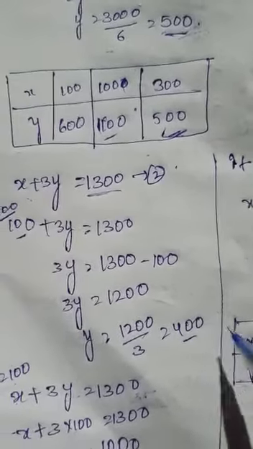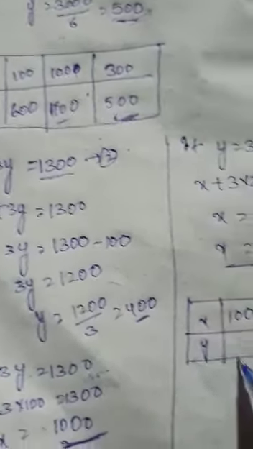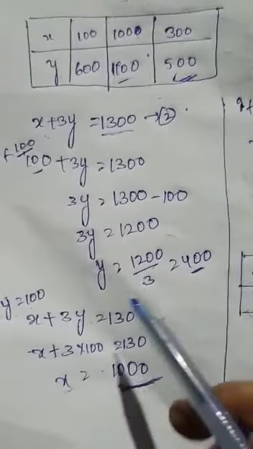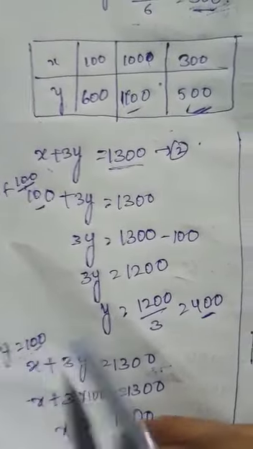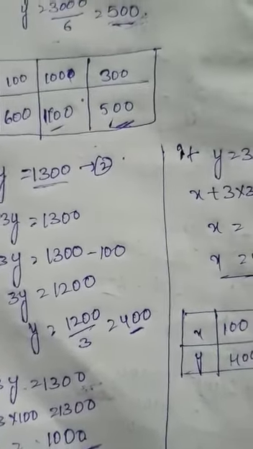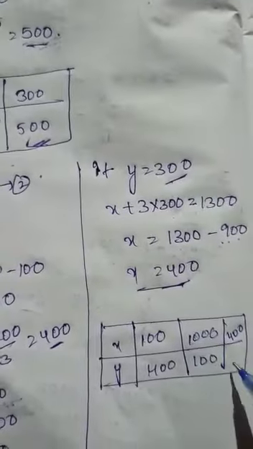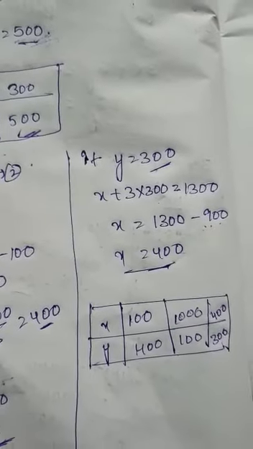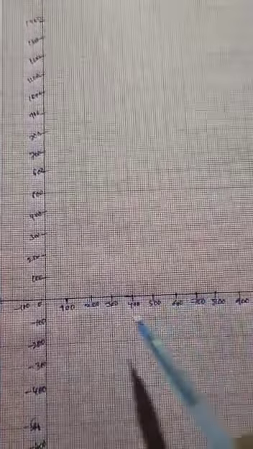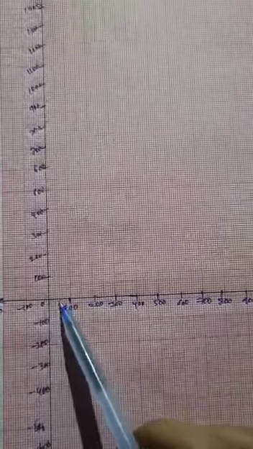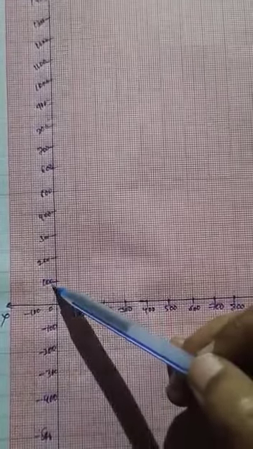So write the x and y values in a table. X, y. First point, x 100, we get y value 400. Next, x value 1000, y value 100. Next, x value 400, y value 300. So let's plot the graph. Here draw the x and y axis. On the x axis the scale is 1 unit equal to 100. On the y axis the scale is 1 unit equal to 100.